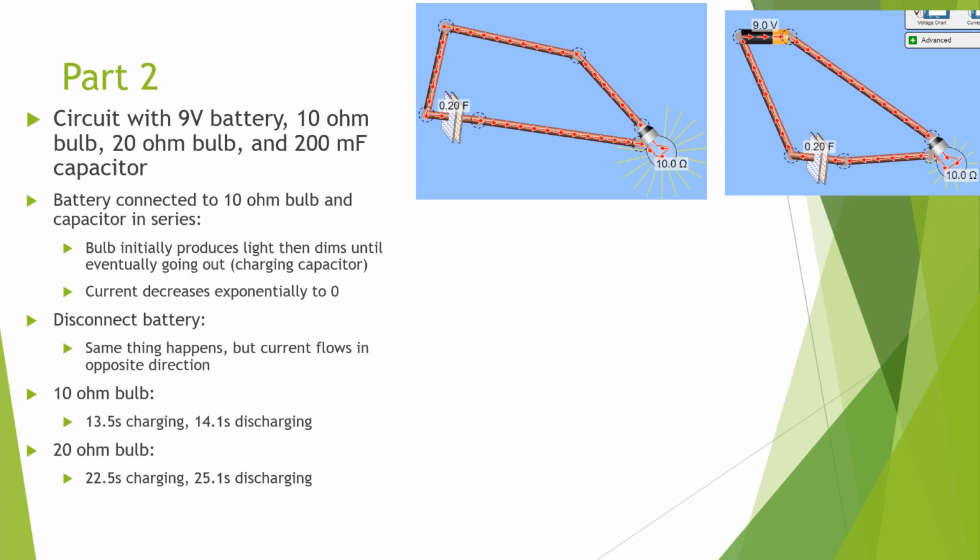And then when we disconnected the battery, the same thing happened, but the current flowed in the opposite direction because of the discharging capacitor. For the 10 ohm bulb, it took 13.5 seconds to charge and 14.1 seconds to discharge. For the 20 ohm bulb, it took 22.5 seconds to charge and 25.1 seconds to discharge.